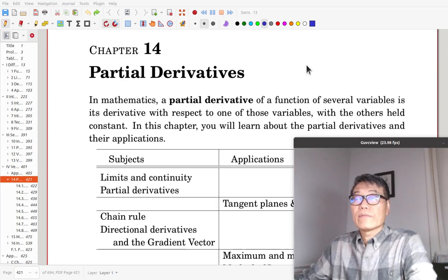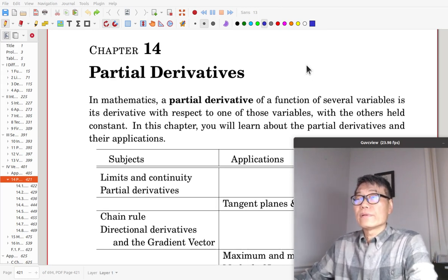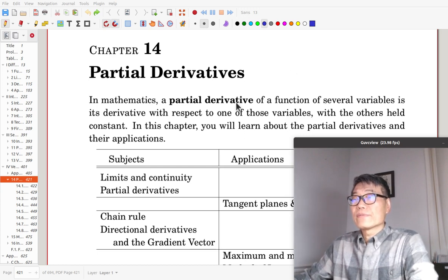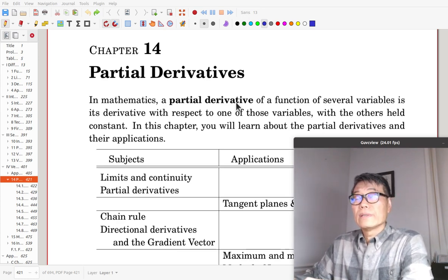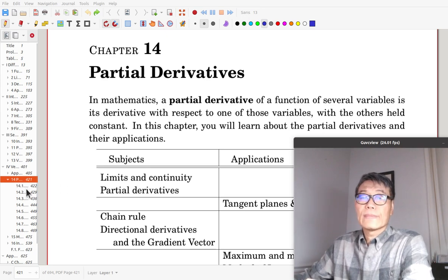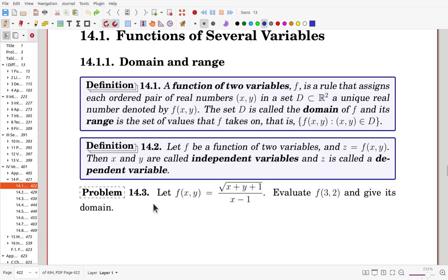It is chapter 14, partial derivatives. For functions of several variables, partial derivatives are derivatives along the coordinate directions. This chapter is an expansion of differentiation, which you learned from Calculus 1. Here we have section 14.1, functions of several variables.